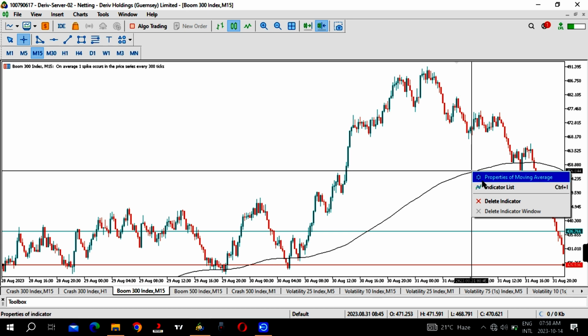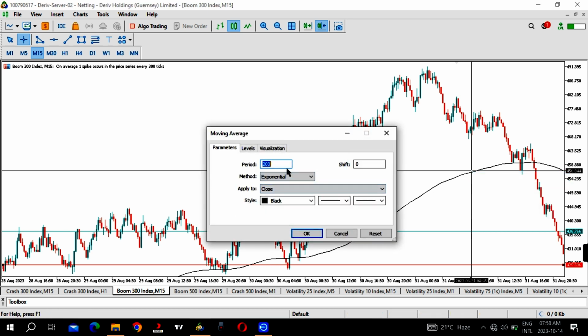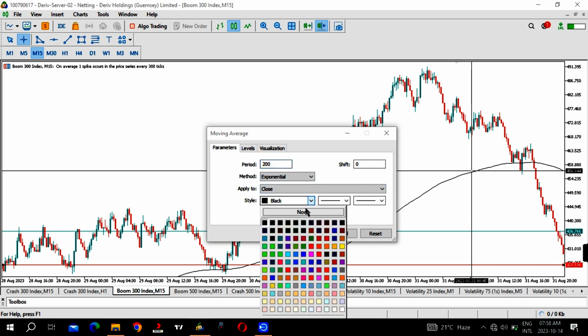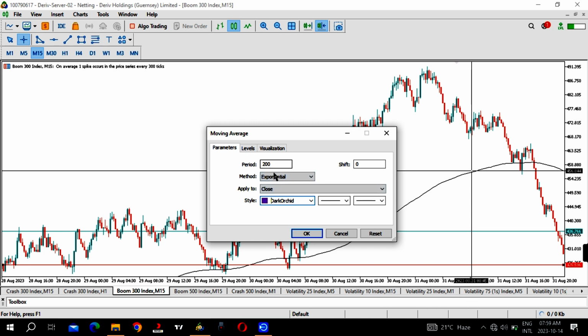So what I'm going to be doing over here is entering using my zone flips, right? And after using my zone flips, I'm going to be using my moving averages, right? So I'm using the moving average period of 200, method exponential, apply to close.